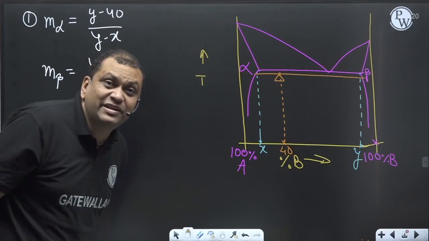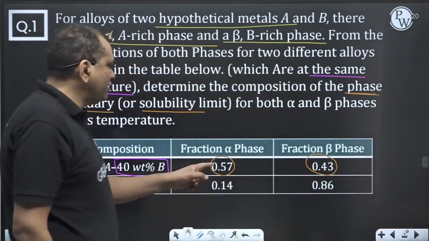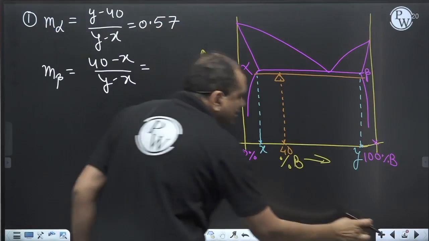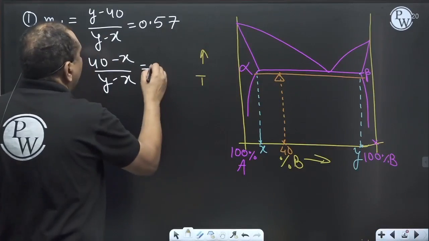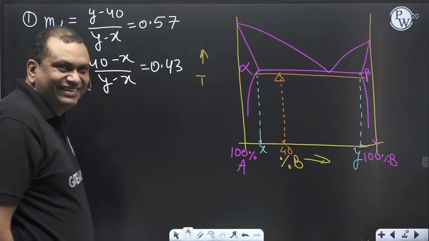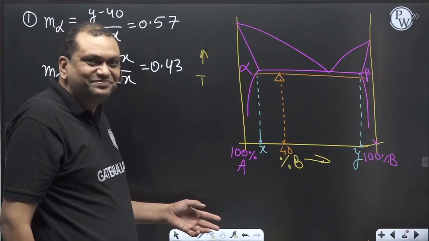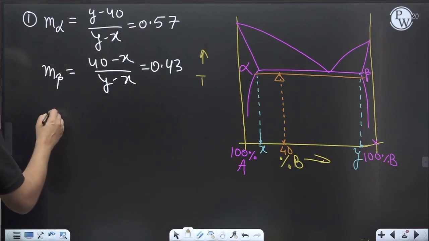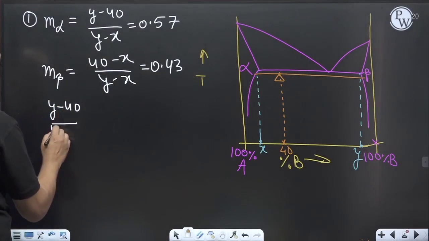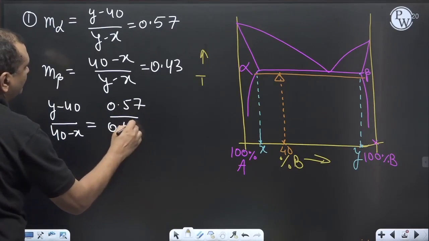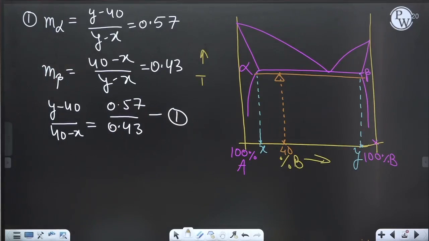So the mass fractions of alpha and beta are given in the problem. Mass fraction of alpha is 0.57 and the mass fraction of beta is 0.43. So this is given in the problem. What you should do now is divide these two equations. So you will get y minus 40 divided by 40 minus x equals 0.57 divided by 0.43. Let us call this equation number 1.